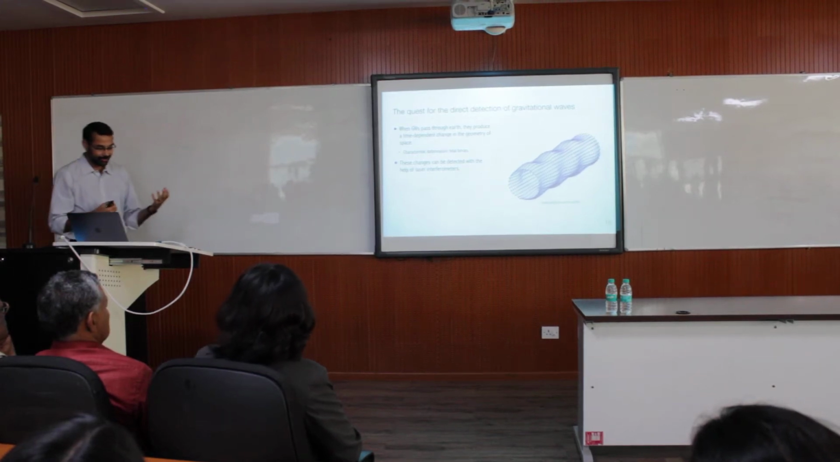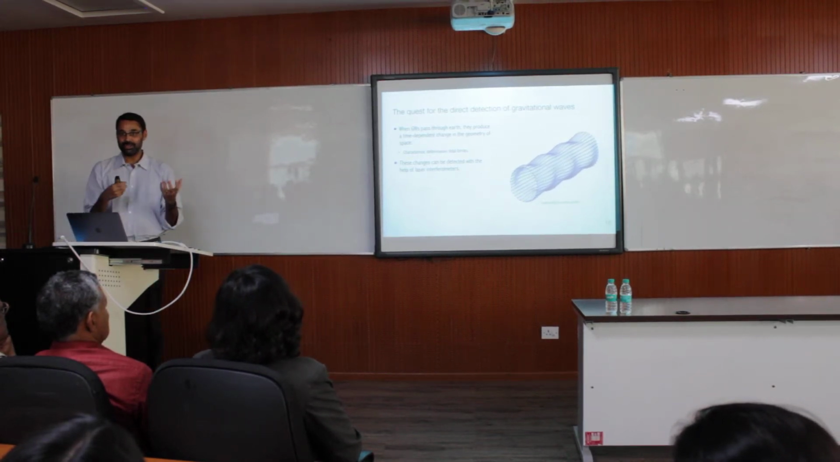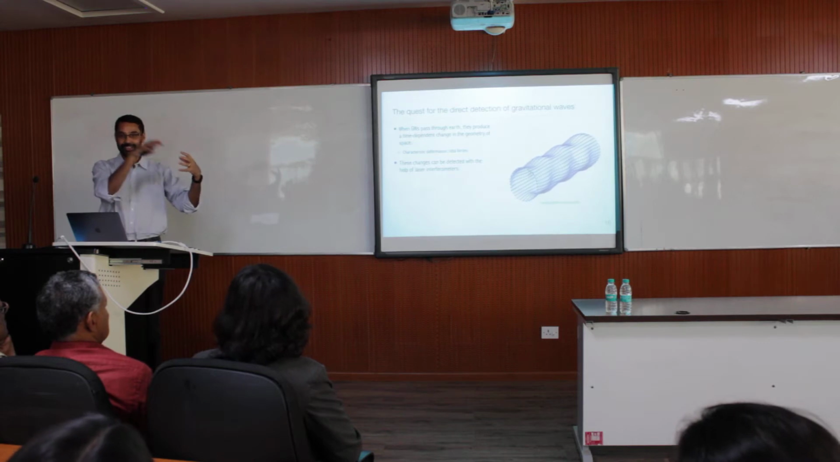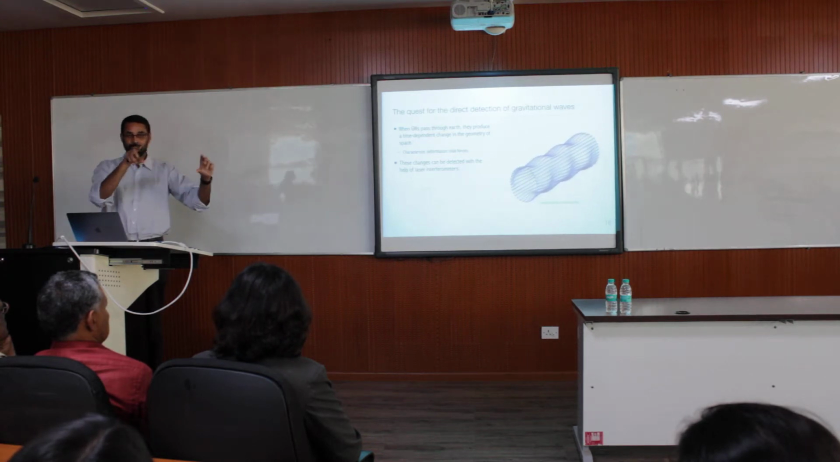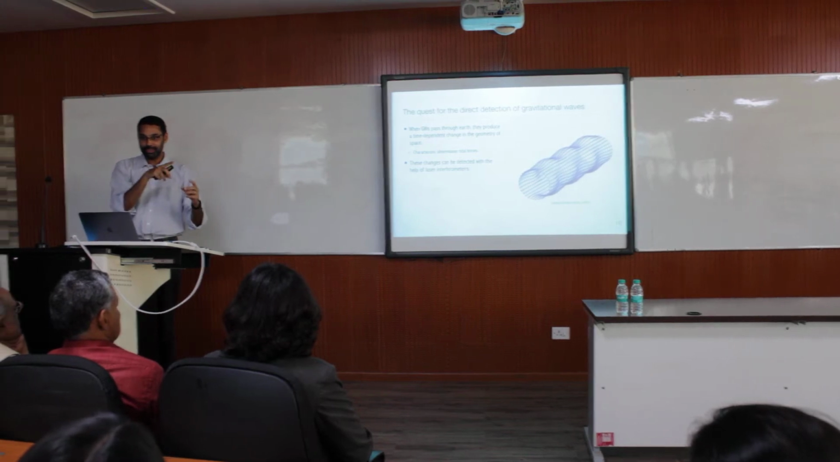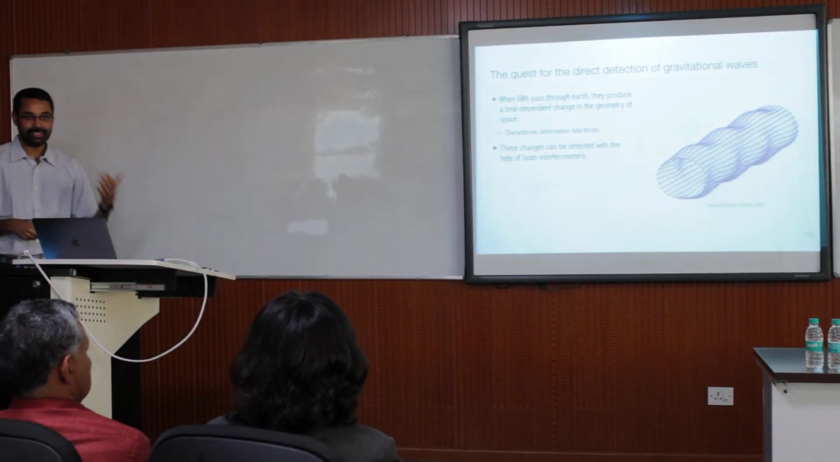So how does the moon create tides on the Earth? In the absence of any tidal interaction by the moon, the Earth is almost like a sphere. But because of the tidal interaction, the Earth gets deformed into an ellipse, or ellipsoid. Gravitational waves do something similar to that.